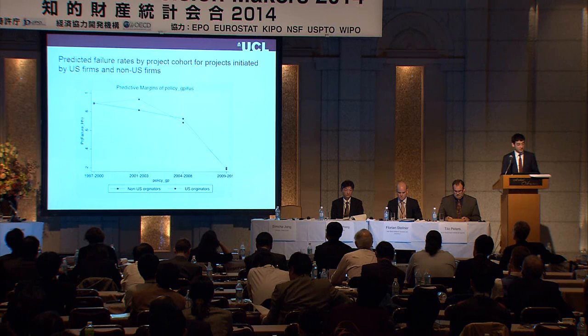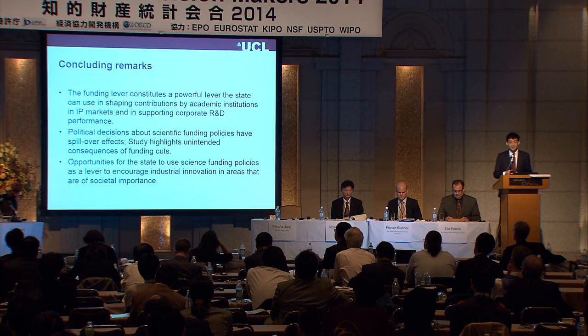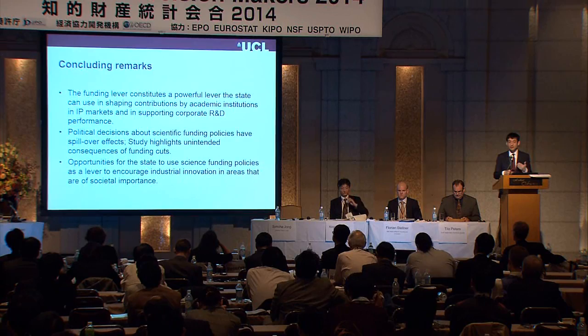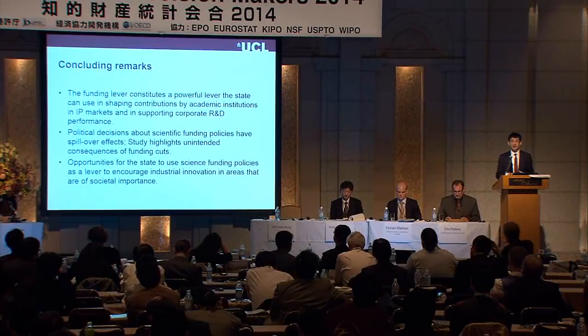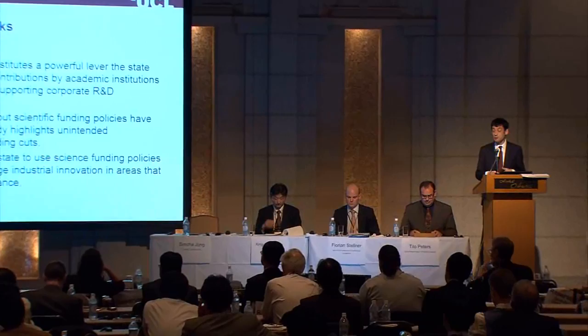So in conclusion, we find that policymakers and governments hold a powerful lever in terms of their control over scientific funding, in terms of affecting the amount of IP commercialization going on in a specific area, and also in terms of creating an environment that's supportive of the success of individual projects. We also highlight how decisions about scientific funding policies have spillover effects, which were unexpected in the specific case of the funding moratorium on specific types of human embryonic stem cell research. And we also highlight opportunities governments have in terms of using their science funding lever in terms of encouraging new IP commercialization activities in specific areas.